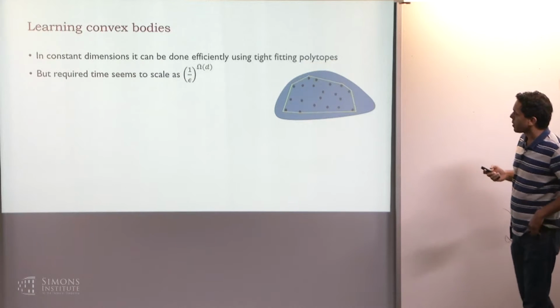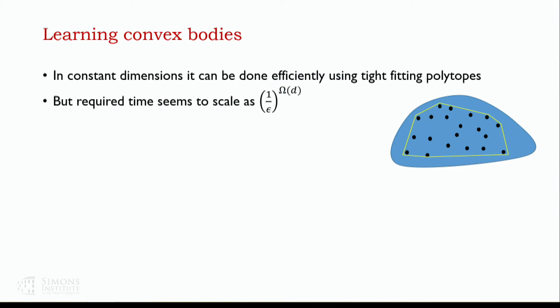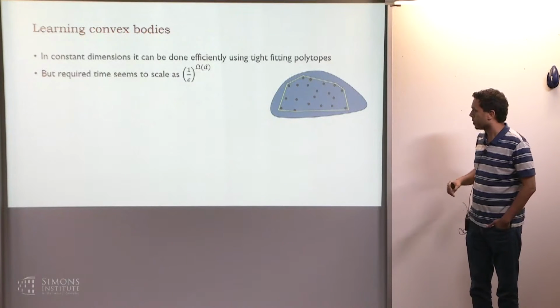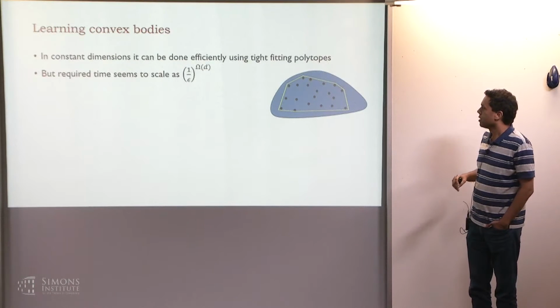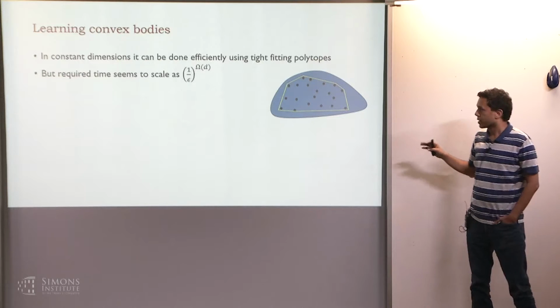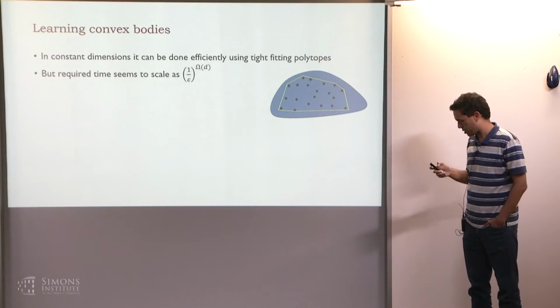Okay, so what can we say about this? In constant dimensions, we can solve this problem by, just like in the plane, fitting a piecewise linear convex curve, and that does the job. And similarly, in high dimensions, we can again fit piecewise linear surfaces. But its complexity seems to scale exponentially with d. So that's not very useful.